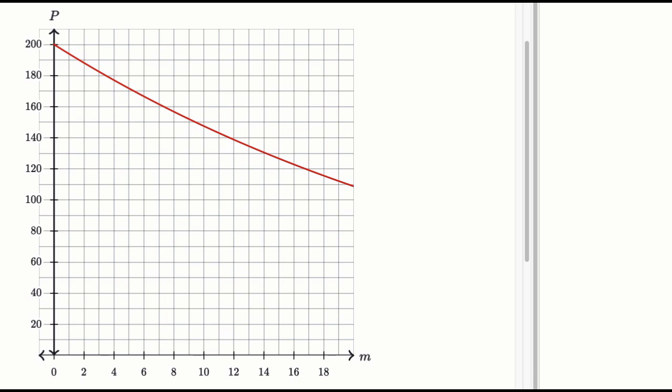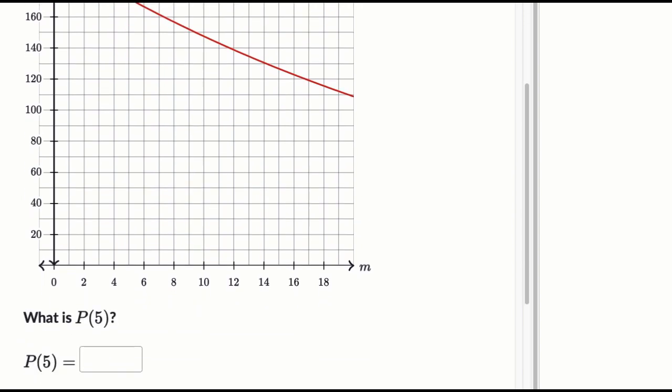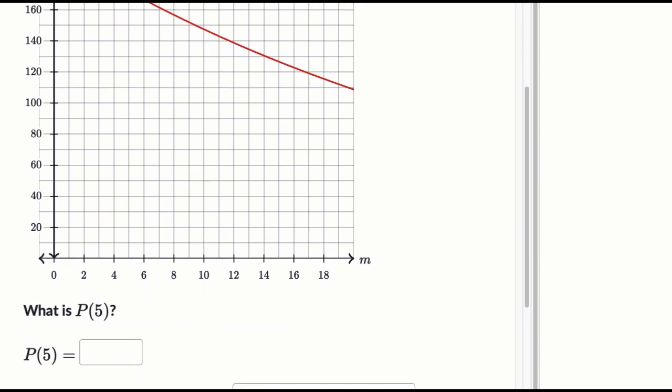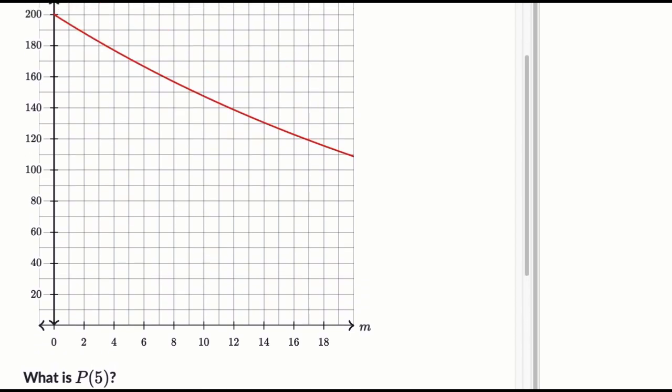M minutes after you come out of the oven, you can figure out what the temperature is. So it looks like it starts at 200 degrees, and then once you get to about 20 minutes out, we're a little bit below, looks like 110 degrees. So the first question they ask us is, what is p of 5? So pause this video and have a go at this.